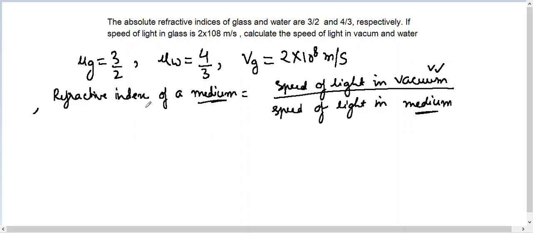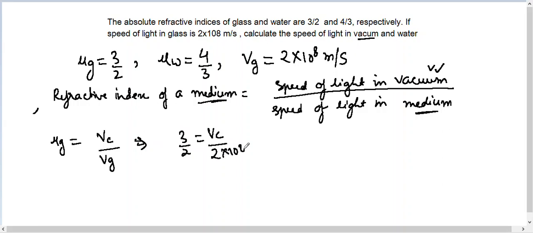So what is being asked in the first question is calculate the speed of light in vacuum. Alright, so we are knowing the refractive index of glass. So mu g we are knowing. Speed of light in vacuum, let's just say it as Vc, and then we are knowing the speed of light in glass, which means that 3 by 2 is equal to speed of light in vacuum, which is what we have to find out, upon 2 into 10 raised to the power 8.